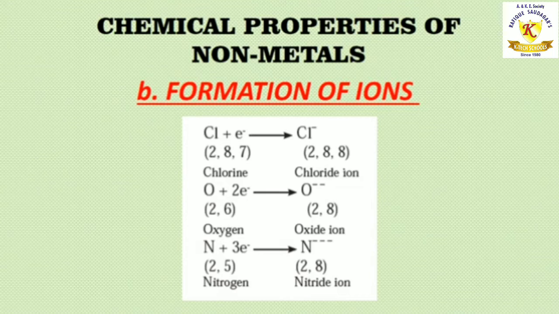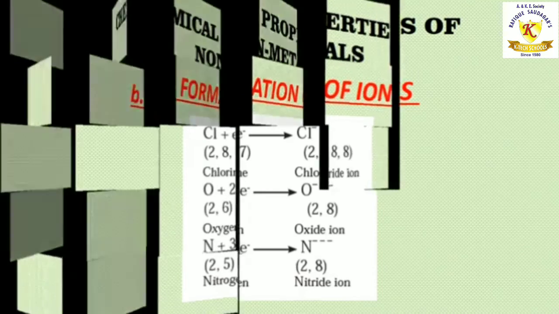Third one is nitrogen, 2, 5. It will accept 3 electrons to complete its octet and it will form nitride ion with electronic configuration 2, 8. Understood? I hope with these examples you must have understood the formation of ions, the chemical property of non-metals.